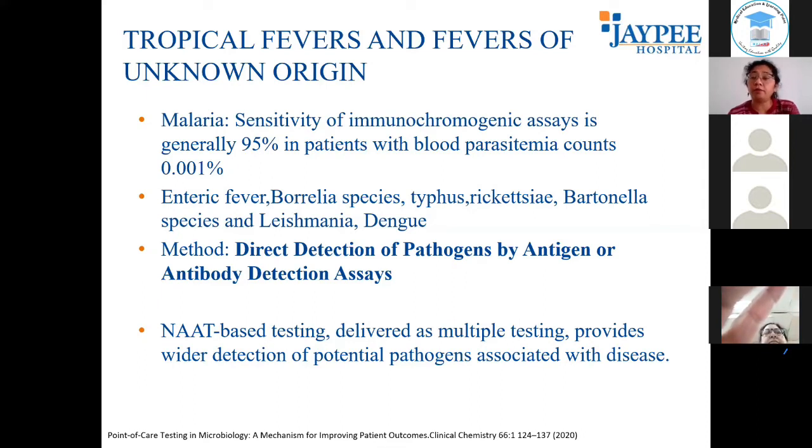Then the other infections, wherein we have a lot of bacterial kits. I'm not going into the detail of these: enteric fever, Borrelia, typhus, rickettsia, Bartonella, leishmania, dengue. I've just named a few. There are many more which have come into the market, but yes, we need to validate them, we need to check them. The nucleic acid based testing is also available now for the tropical fevers, but yes, it is not available on the rapid kit base. But I'm sure they're coming up with fever panels wherein we will be able to do it even in cases of fever.